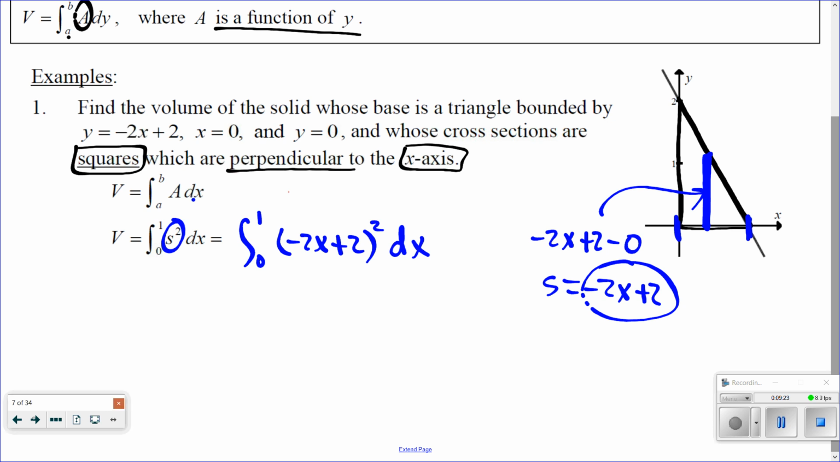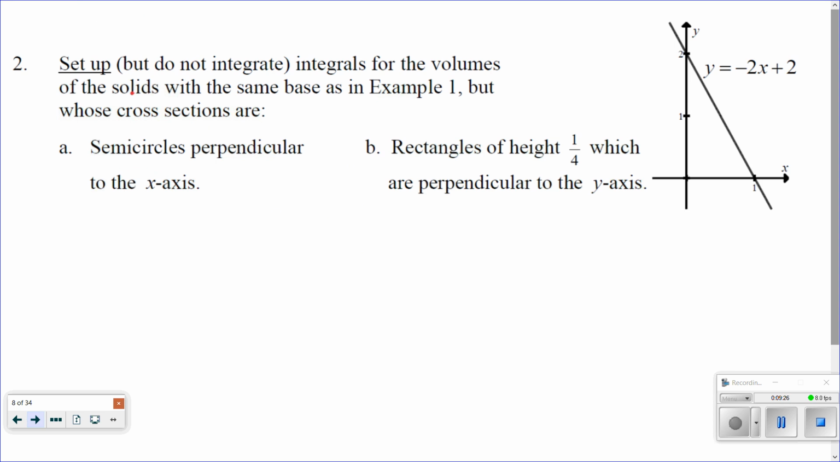So if you go on to example 2, it says set up but do not integrate the integrals for the volumes of the solids with the same base as example 1, but whose cross sections are. So these are two different problems. The first one says semicircles perpendicular to the x-axis. And then the second one we're going to do is rectangles of a height 1/4, which are perpendicular to the y-axis. So let's start with A. So ignore B for just a second.